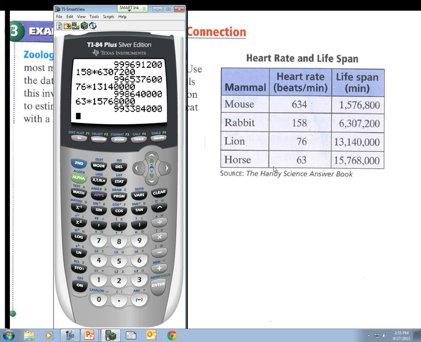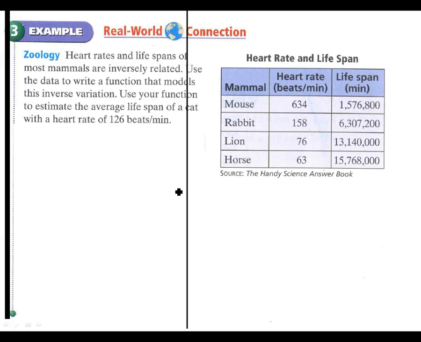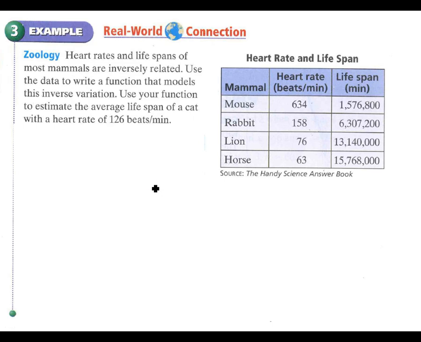So what would be our best guess for K here? Something like maybe, and what are we in here? Thousands, so this is in millions. Maybe 995 million, best guess. Right, so let's go ahead and put that in for our K. 995 million. Right, we're just trying to approximate here. So if that's our K, we're going to say Y equals 995 million over X.